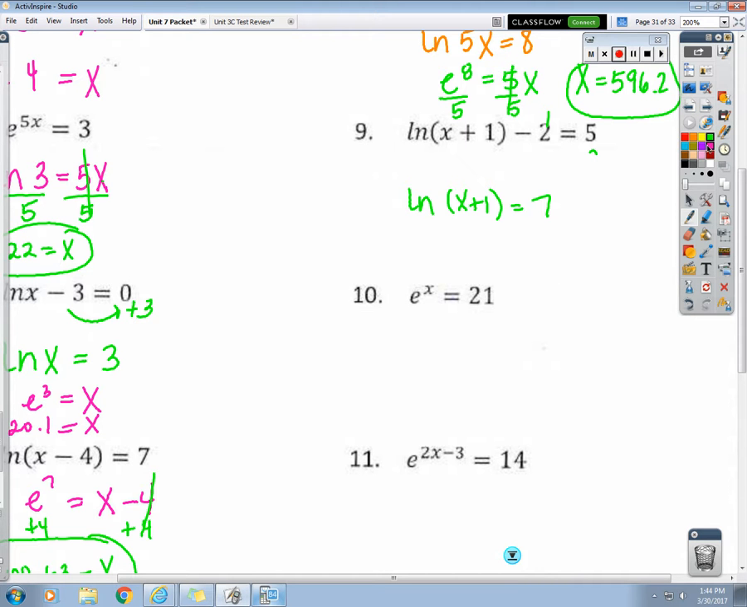Right, change it to exponential since it's a natural log. Base e to the 7th. And now what do I do? Subtract 1. Okay, so your answer is e to the 7th minus 1, but in a decimal form that would be what? 1095.6.